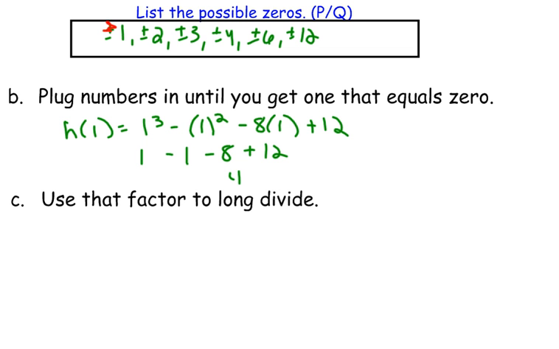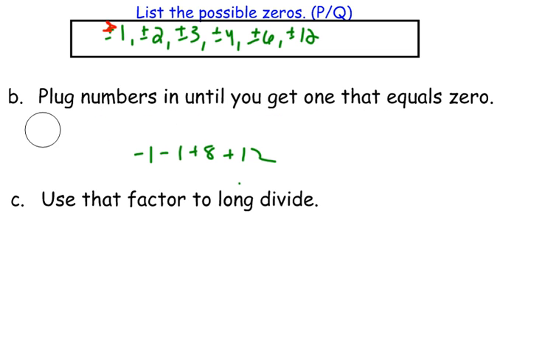Next I'll try negative 1. And I'm actually just going to keep what I have here and switch this to a negative quick. There we go. So negative 1 cubed is negative 1. Negative 1 squared is 1, so it'll be minus 1. Negative 8 times a negative 1 is plus 8, and then plus 12. That definitely does not equal 0. So this is out. So now I've gone through my choices. 1 is not an option that works for this problem.